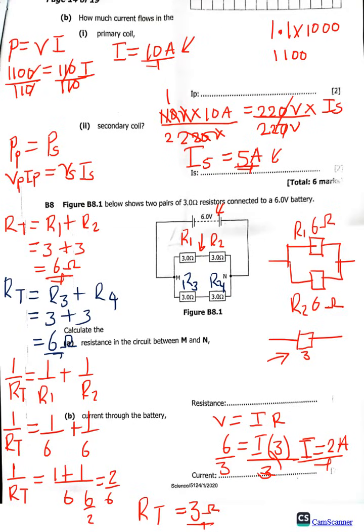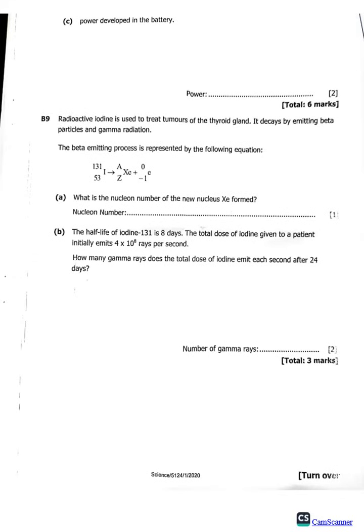Now let's move on to question C. Power developed in the battery. So power is equal to voltage times current. Voltage is 6, then current we calculated is 2. 2 times 6 is 12 watts. The units for power are watts. Now we can go to the last question.